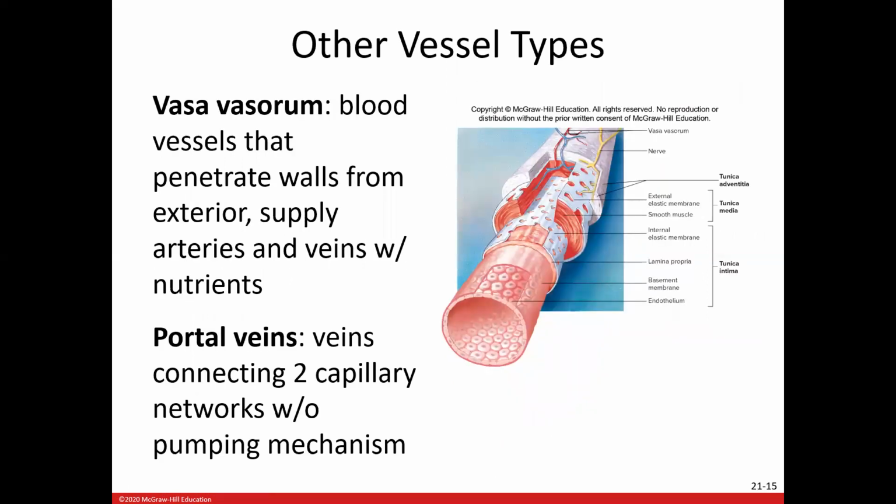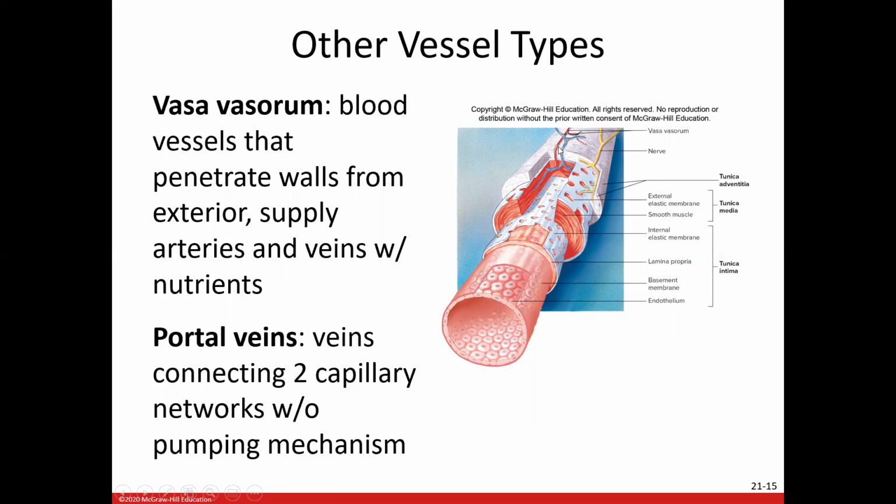Some other types of vessels that we have besides the veins and arteries and the capillaries are your vasa vasorum and your portal veins. So the idea behind the vasa vasorum is just that you have specific blood vessels that penetrate all of the other blood vessels and supply them with nutrients. So on the diagram of the blood vessel over here that I'm circling, you have the vasa vasorum here.